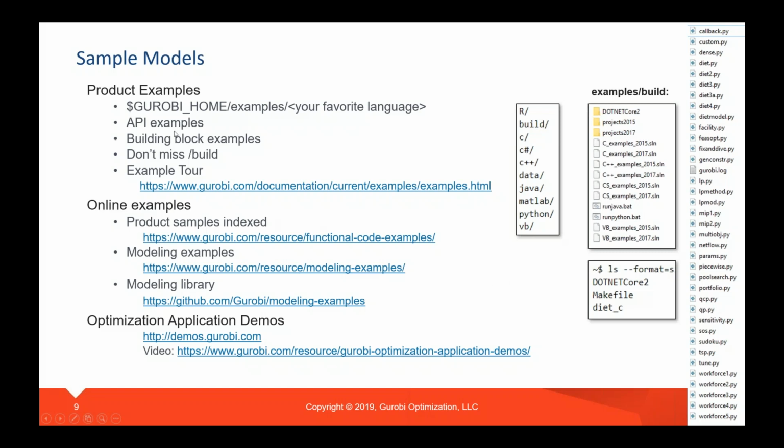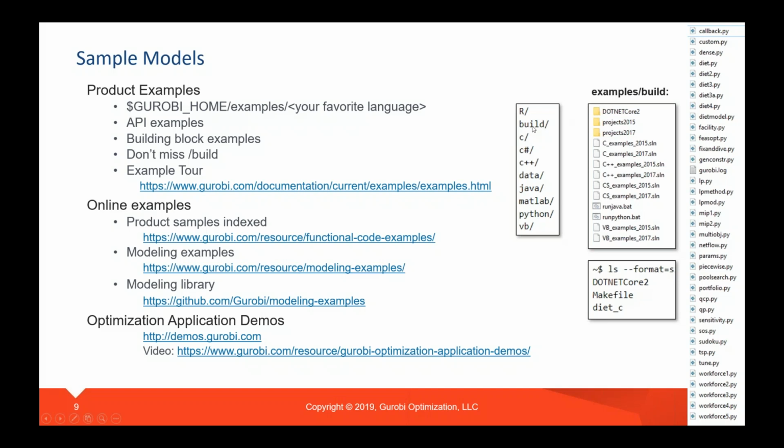And then, these include API examples, what I'm calling building block examples that are sort of real world models, but very small and simple. So you can use them as a starting point if it's similar to the model you're trying to build.